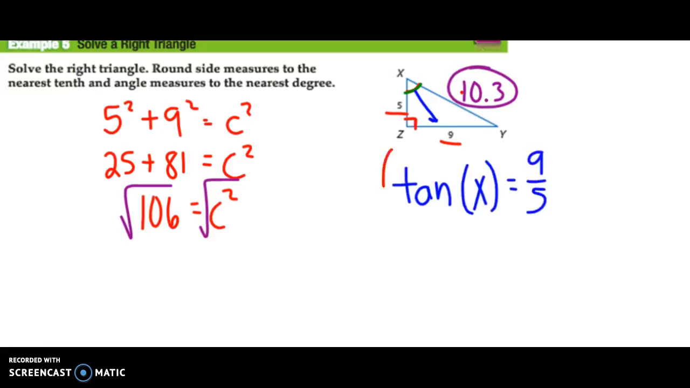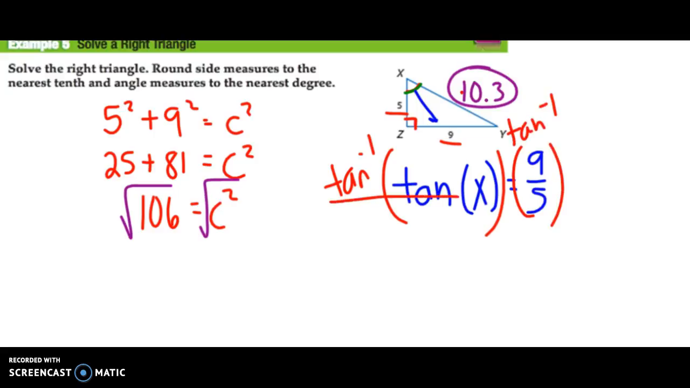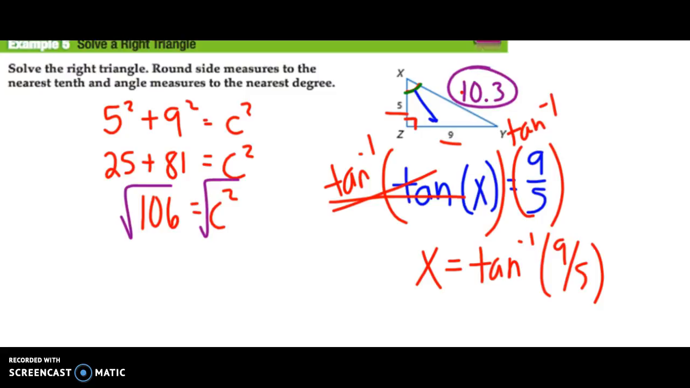Now, if I wanted to find that missing angle, I have to do the inverse tangent. Tangent inverse. Remember, tangent inverse of tangent goes away, and x is equal to the tangent inverse of 9/5. I put that into my calculator, and I find out that x is equal to 60.9 degrees.